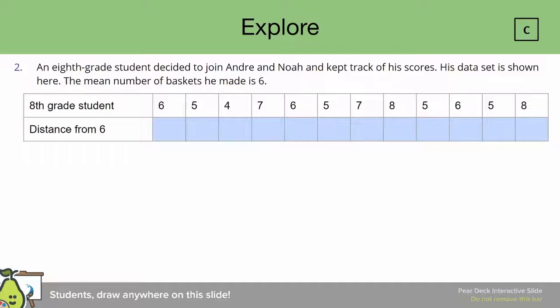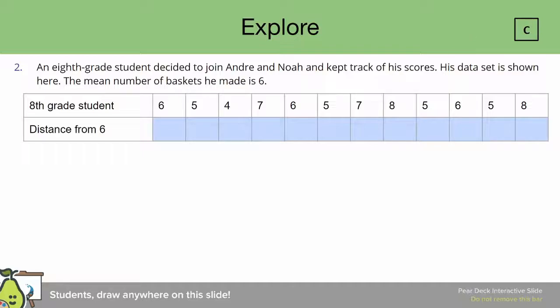The mean number of baskets he made is 6. The 8th grade student's scores are 6, 5, 4, 7, 6, 5, 7, 8, 5, 6, 5, 8. They want to know the distance from 6. So please pause this video and try to complete this table so that we can use this information in further questions.